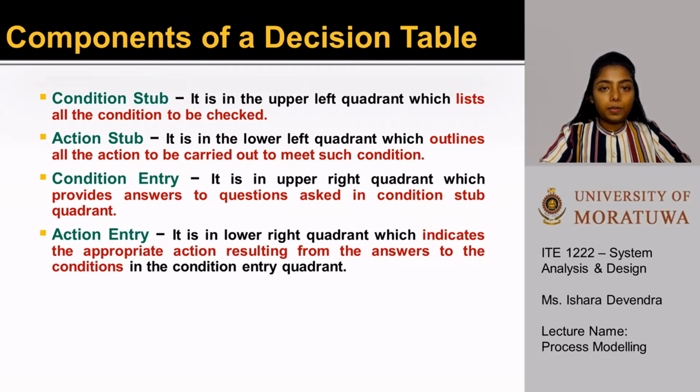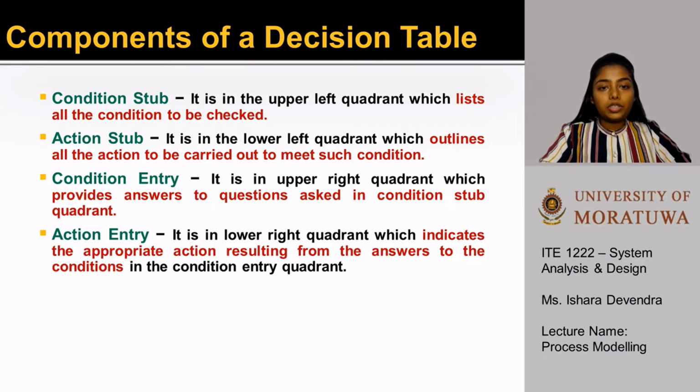Now let's discuss the components of a decision table. The first one is the condition stub. It is in the upper left quadrant, which lists all the conditions to be checked. The next one is the action stub. It is in the lower left quadrant, which outlines all the actions to be carried out to meet such conditions. The next one is the condition entry. It is in the upper right quadrant, which provides answers to the questions asked in the condition stub quadrant.